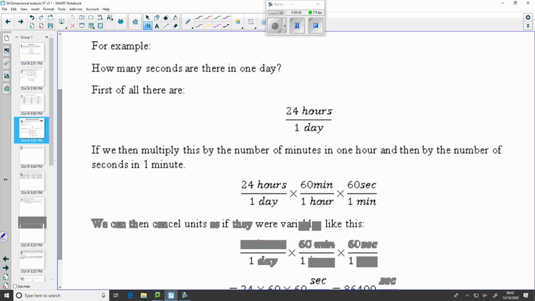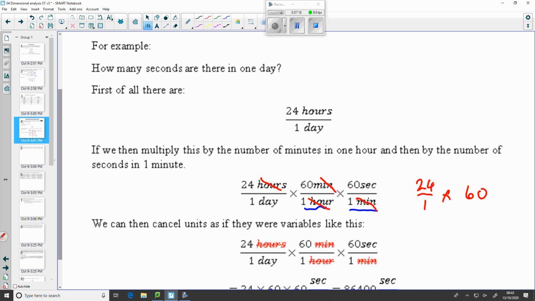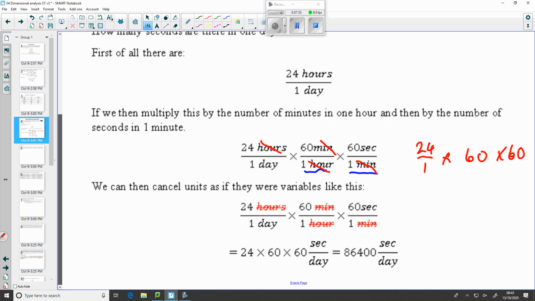If we then multiply this by the number of minutes in 1 hour, that's 60 minutes per hour, and then the number of seconds in 1 minute, you can see below that the hours cancel out, the minutes cancel out, and we end up with 24 over 1 times 60 times another 60, which would be 86,400.